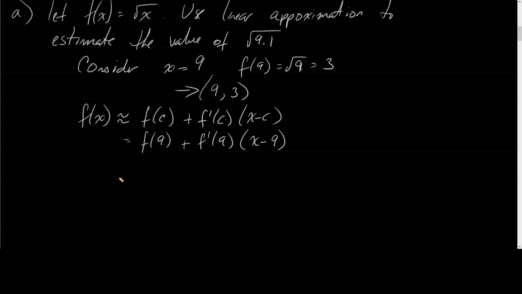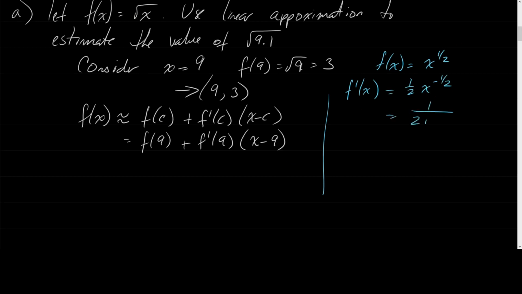Now, the next thing we need to figure out is, what's f of 9? Well, we've got that, but we still need to figure out what f prime of 9 is. So let's do some side work. F of x is x to the 1/2, equivalent to the square root of x. The derivative is going to be 1/2 x to the negative 1/2, which I can rewrite as 1 over 2 radical x.